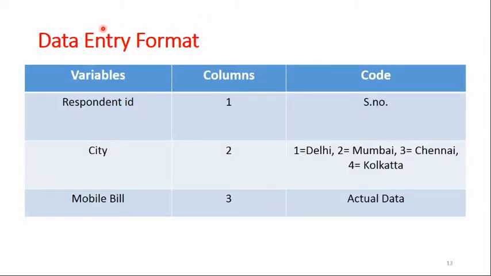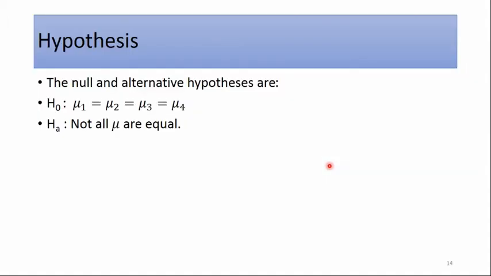This is the data entry format for Jamovi. In the first column, respondent ID, we will note down the serial number. Second column, city. There are four cities: Delhi, Mumbai, Chennai, Kolkata. We have to give codes: Delhi 1, Mumbai 2, Chennai 3, Calcutta 4. In column 3 is the mobile bill, and this is the actual data. This is on a ratio scale and the city is on a nominal scale.